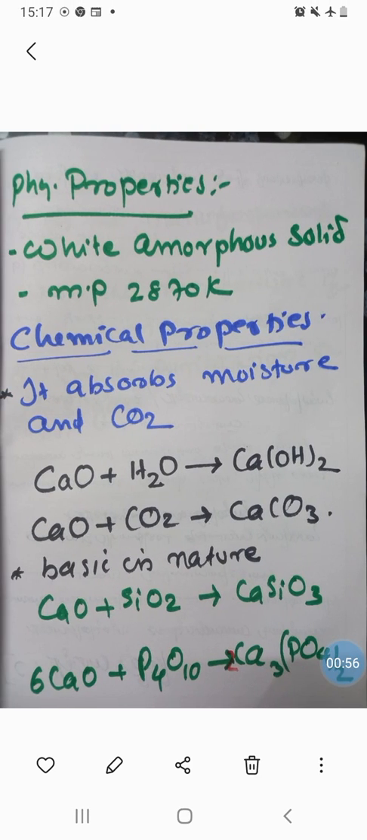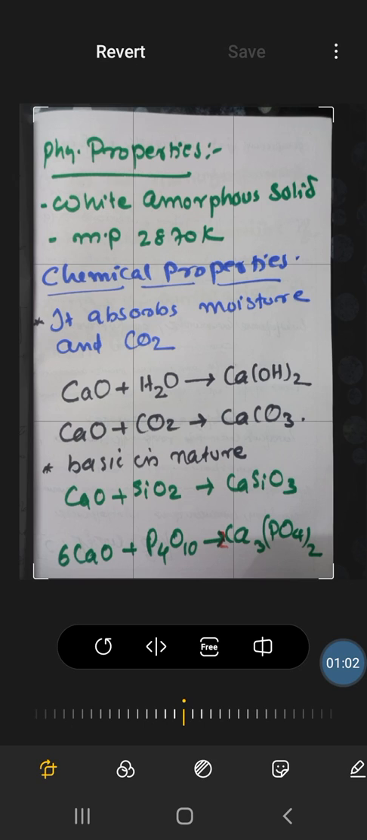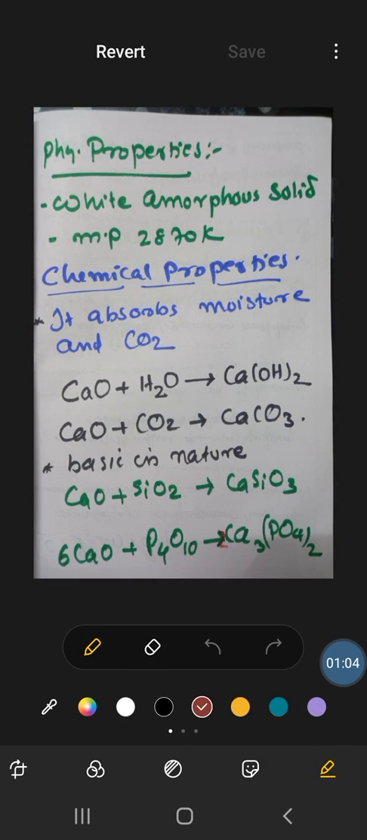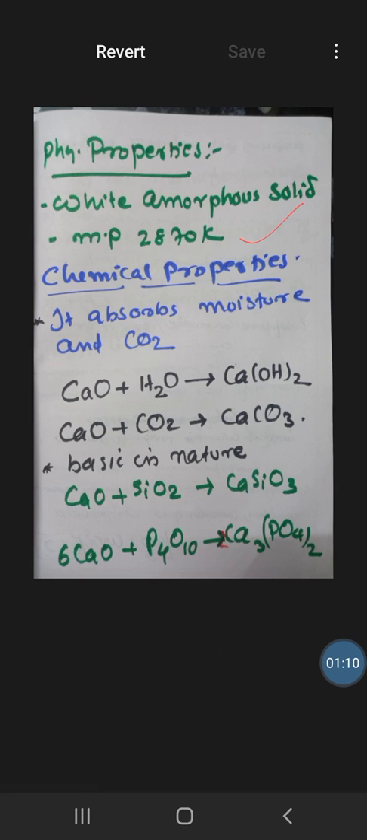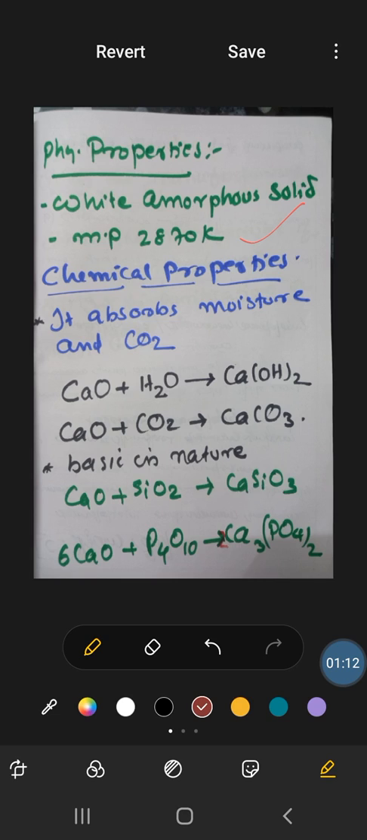Now physical properties of calcium oxide. It is a white amorphous solid. It is not crystalline in nature. It is amorphous and it has got a very high melting point. The melting point of calcium oxide is as high as 2870 Kelvin. So very high melting point.